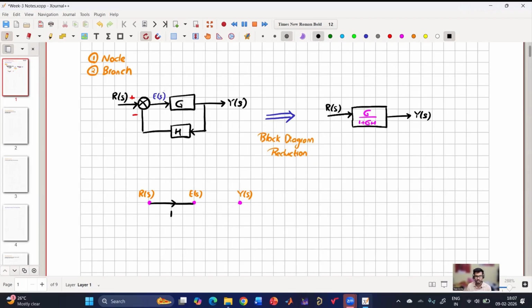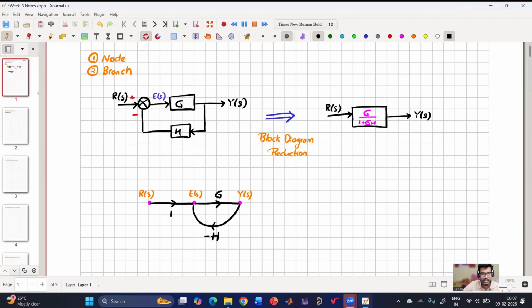So now E of S has R of S information with a gain of 1. And what does Y of S have? Y of S is G into E of S, right? So Y of S is gain G into E of S. But E of S also has a feedback. E of S has a feedback of minus H from Y of S. So from Y of S, there is a negative feedback of minus H.